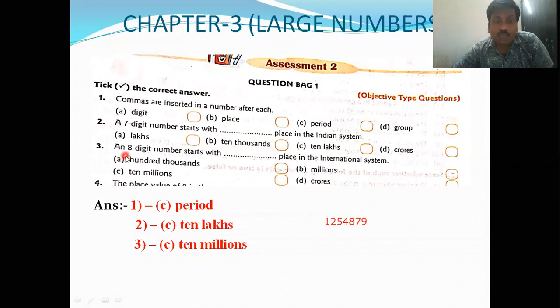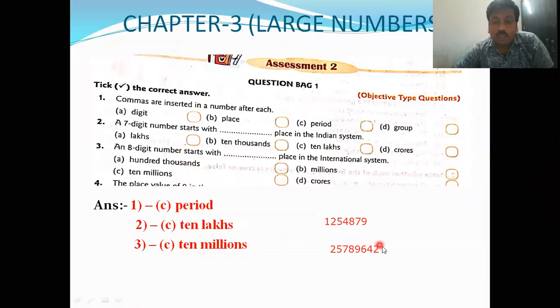Now another question, an 8-digit number starts with. It is the same question. If we write an 8-digit number, say 1 2 3 4 5 6 7 8, how many digits does this number contain? 8. And now count these digits. Here we see 100,000, 10 millions, millions, and the crore.